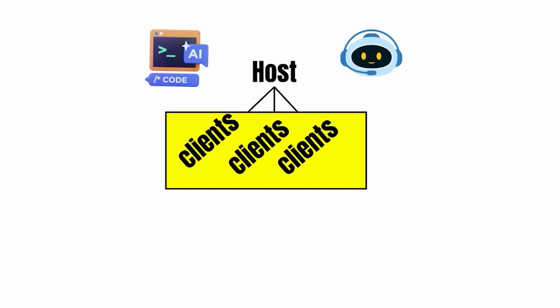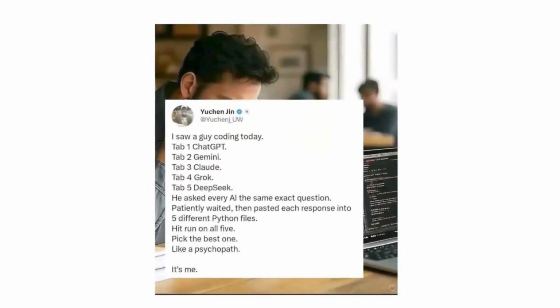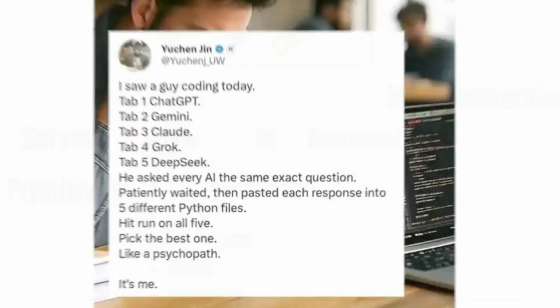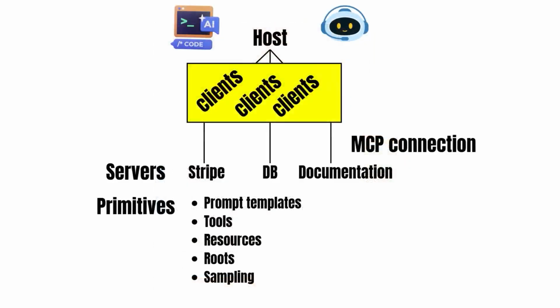And to illustrate this, here's a meme that I found the other day that I thought really illustrates this. I saw a guy coding today, tab 1 ChatGPT, tab 2 Gemini, tab 3 Claude, tab 4 Grok, tab 5 DeepSeek. He asked every AI the same question, patiently waited, then pasted each response into 5 different Python files. Hit run on all 5, picked the best one, like a psychopath. It was me. And here is the bottom line: you can have more than one client.